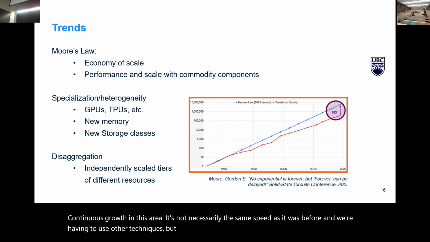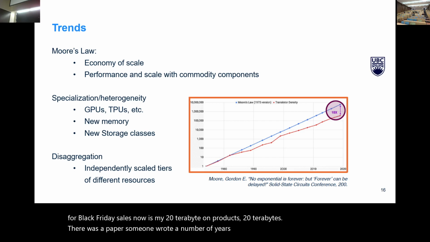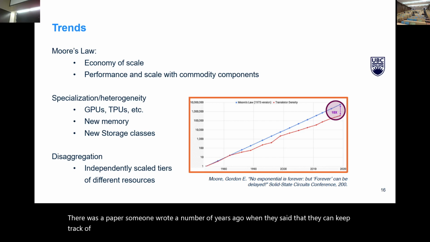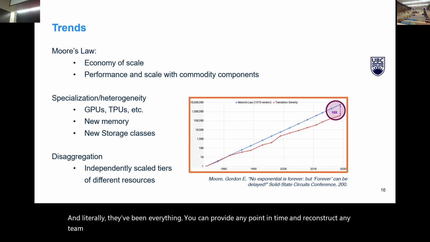but it hasn't really stopped. I mean, the big thing for Black Friday sales now is to buy 20 terabyte hard drives. 20 terabytes. There was a paper that someone wrote a number of years ago where they said that they could keep track of absolutely everything they did on their computer with about a terabyte of space. And literally, they meant everything. You could go back to any point in time and reconstruct any state that computer was in over the previous year. That's a terabyte.